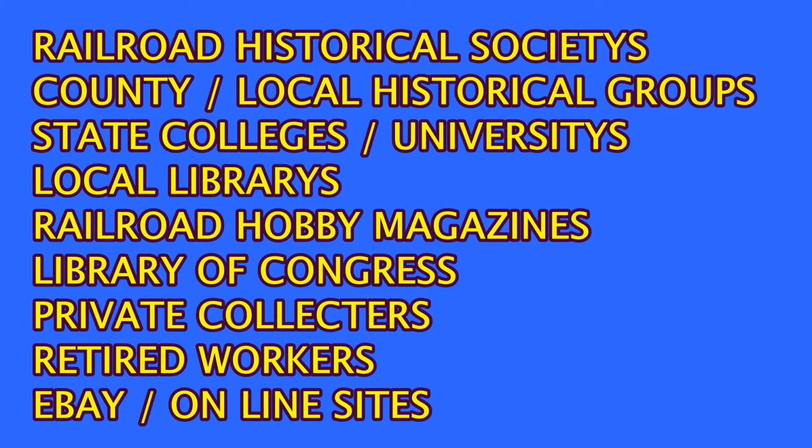Another source of information that I found really useful was the county and local historical groups. The Taylor County group in West Virginia actually had a lot of records and stuff that came from the B&O Railroad buildings as they were turned over to local people and things like that. So there were a lot of files to go through with blueprints and things like that on several buildings.